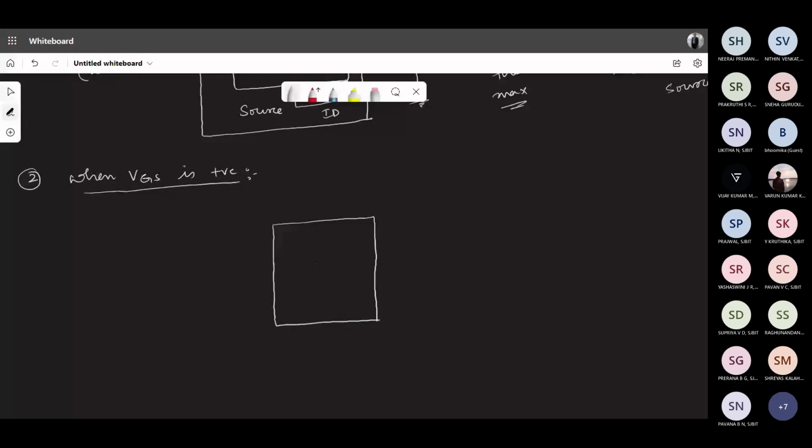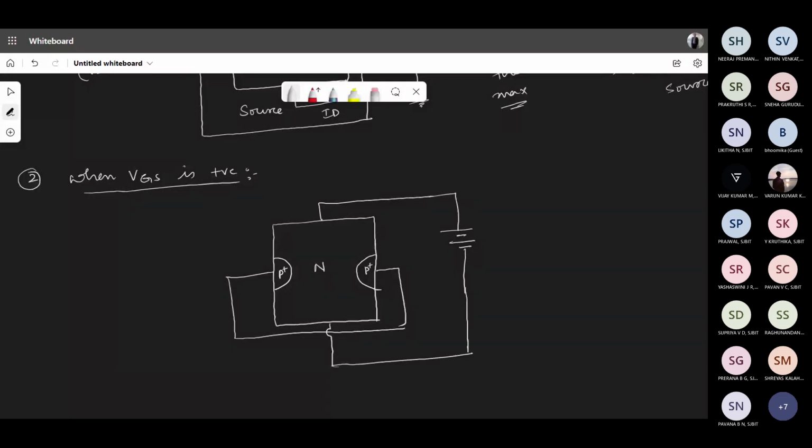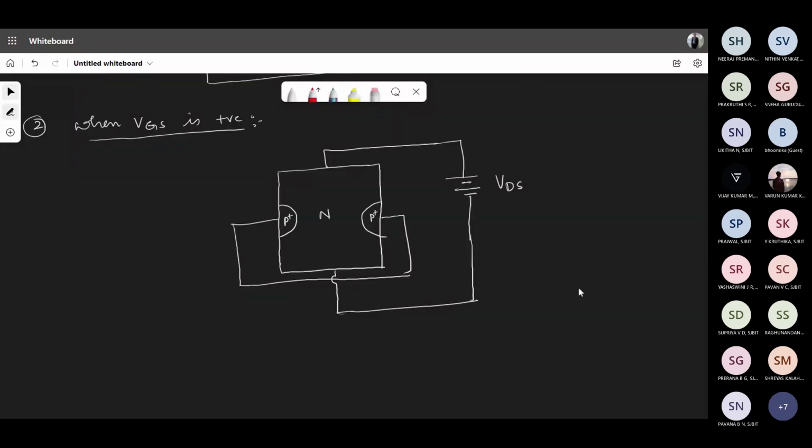This is again an N channel, with two P's on either side, which are P plus. These two are interconnected together. Source and drain is connected through a supply, still VDS, which is positive, and now we are going to apply a positive voltage to the gate. This is VGS or VGG.